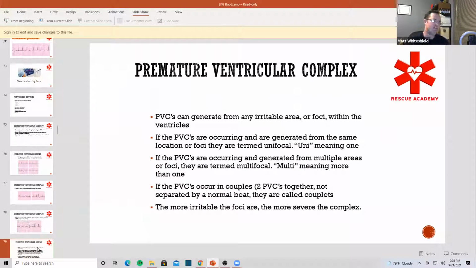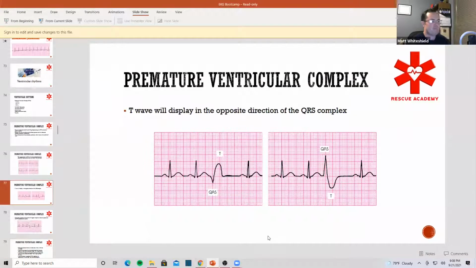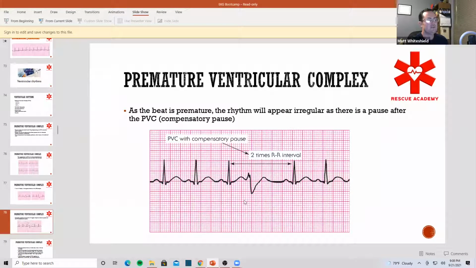So here's some rules. PVCs can generate from any irritable area or foci. Remember, we call it ectopic foci. If the PVCs are occurring and are generated from the same location, this is called unifocal, okay? From the same location. So for example, if this PVC here shows up again in another location, and it's not a pattern, it just shows up, but it looks identical, the PVC never changes, we call it a unifocal PVC, okay?